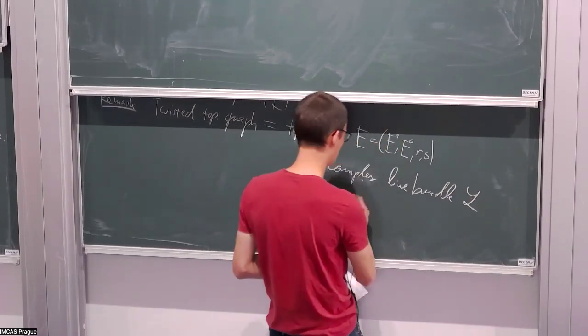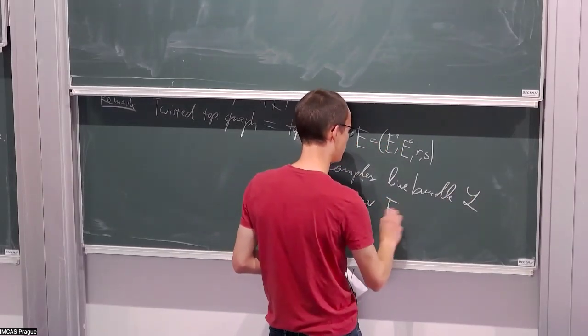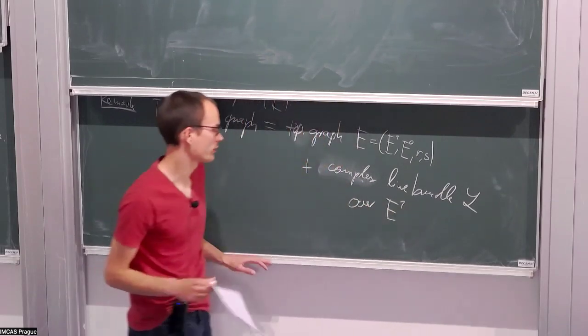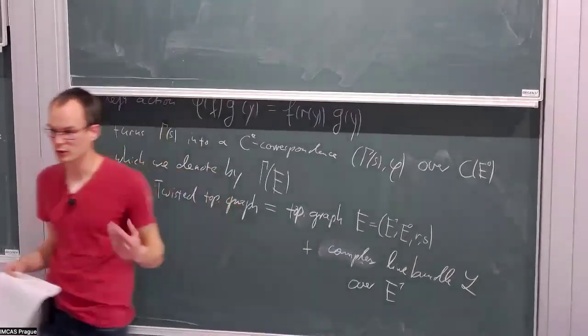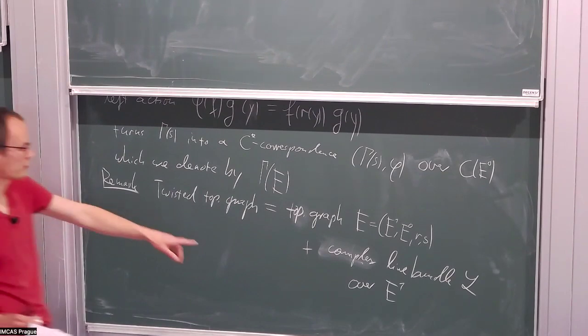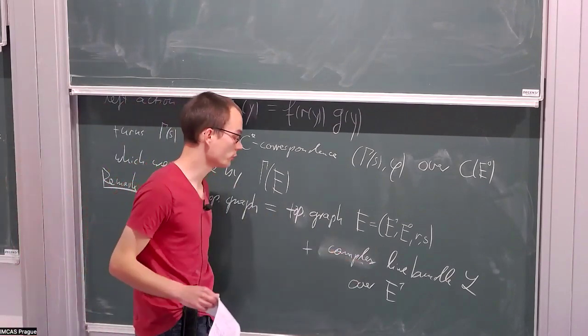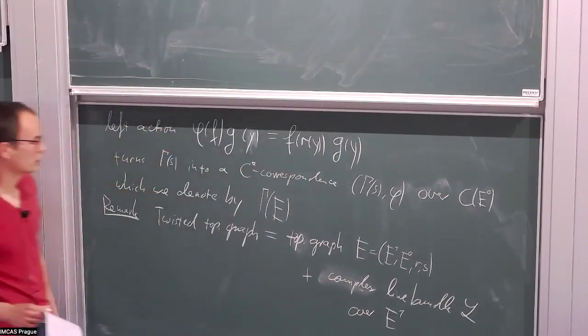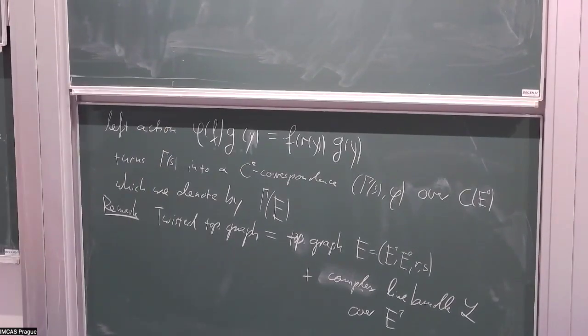L over the edge space. A complex line bundle is just a complex vector bundle where the fibers are one-dimensional. So, just a complex vector bundle, all of whose fibers are isomorphic to C.